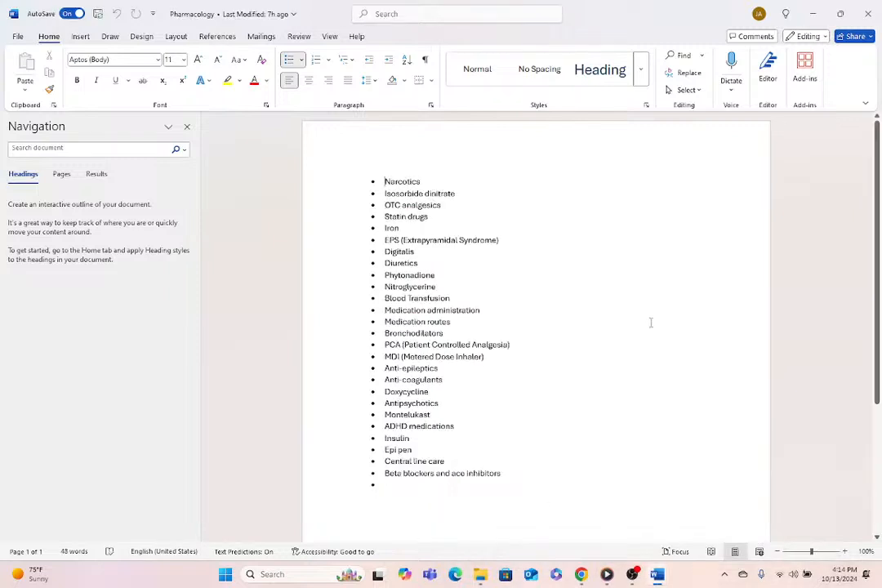Discontinued medication or new medication. Yes, also part of the change of shift reports. Discontinued medication and new medication are part of the change of shift reports. All right, guys, very important to know. Is that clear? Alright, very good.